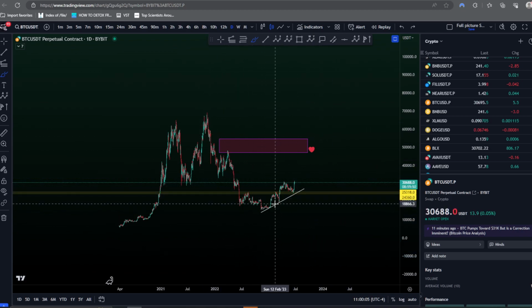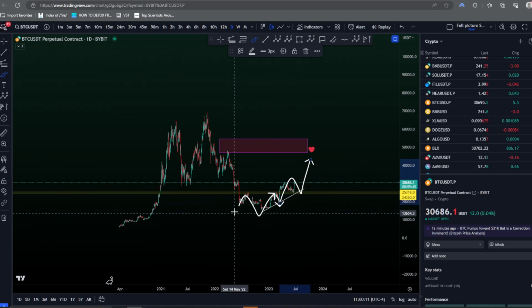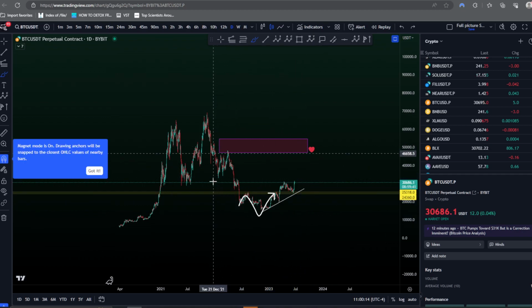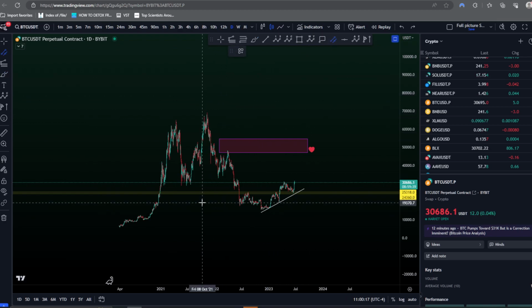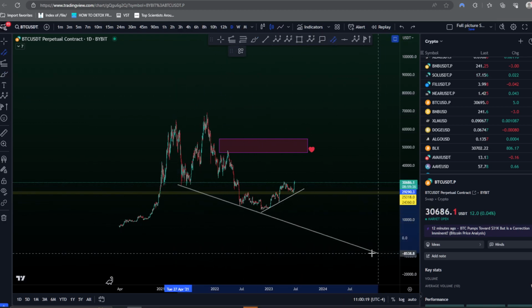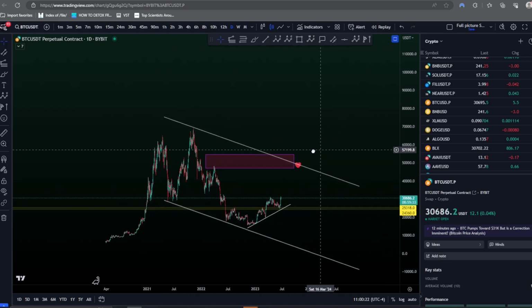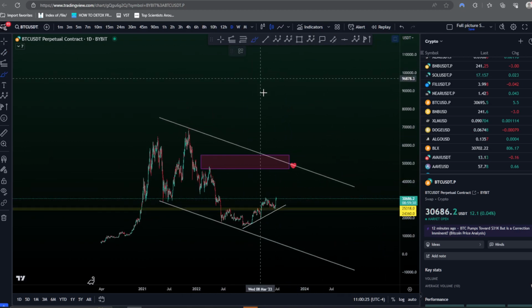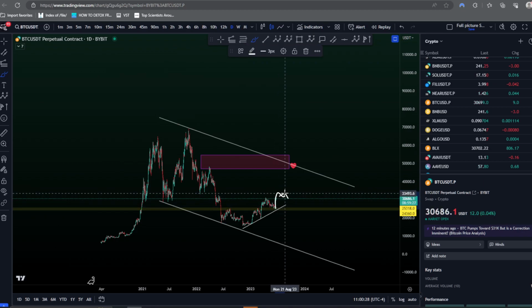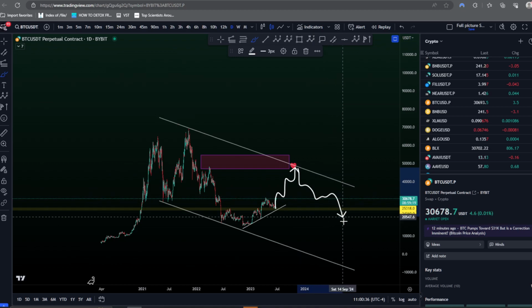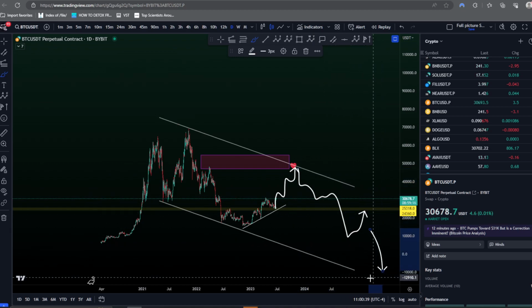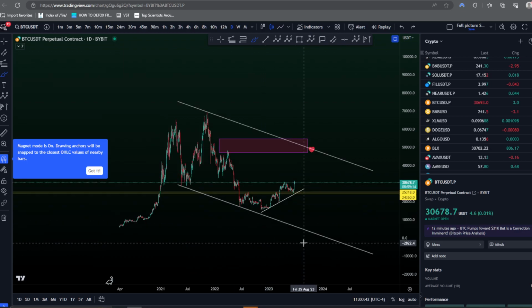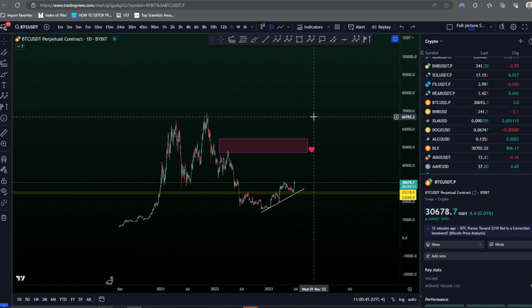But again, the primary scenario is that we are in some type of a WXY, and last video I drew these trend lines, something like that, and I'm looking really for this to channel. So this is going to come up, come down, 3, 4, 5, something like that, and then I'm looking to start our descent according to this channel. That's where I'm at overall market structure wise.